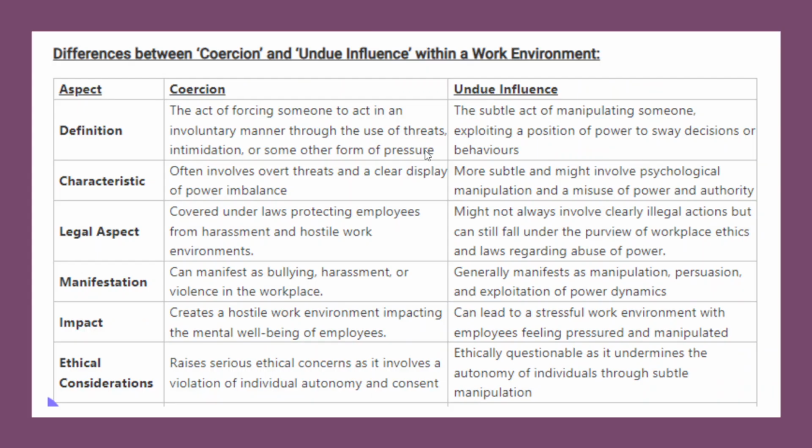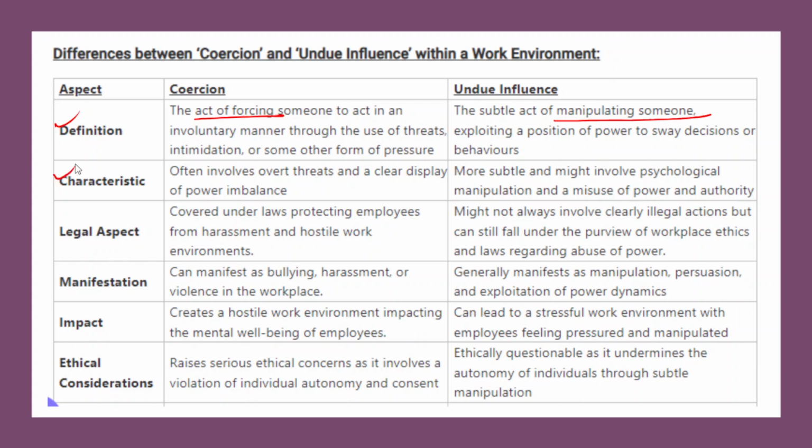We need to understand the differences between coercion and undue influence within the work environment. Firstly, we can define what is coercion and what is undue influence. We already defined what exactly coercion is. Coercion is the act of forcing someone. On the other hand, undue influence includes an act of manipulating someone or exploiting one's position of power. In that way we can use our influence, but that is not permissible, that is not allowed by the law.